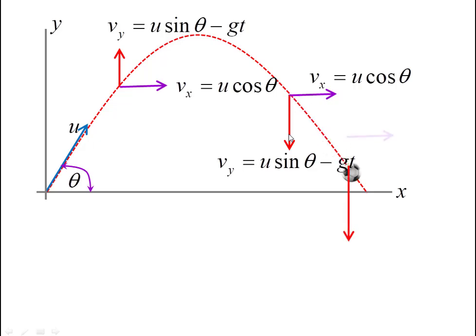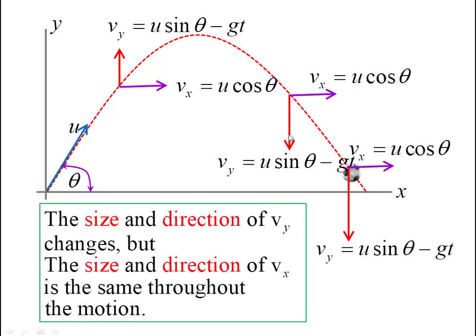Also at this point, as you can notice, the x component still has the same direction and the same magnitude, but the magnitude of the y component is now increasing because this arrow is larger than this one. It shows that the y component of the velocity is changing both in magnitude and direction with time. The size and direction of Vy change, but the size and direction of Vx are the same throughout the motion. This is something very important, and you have to pay attention to it.